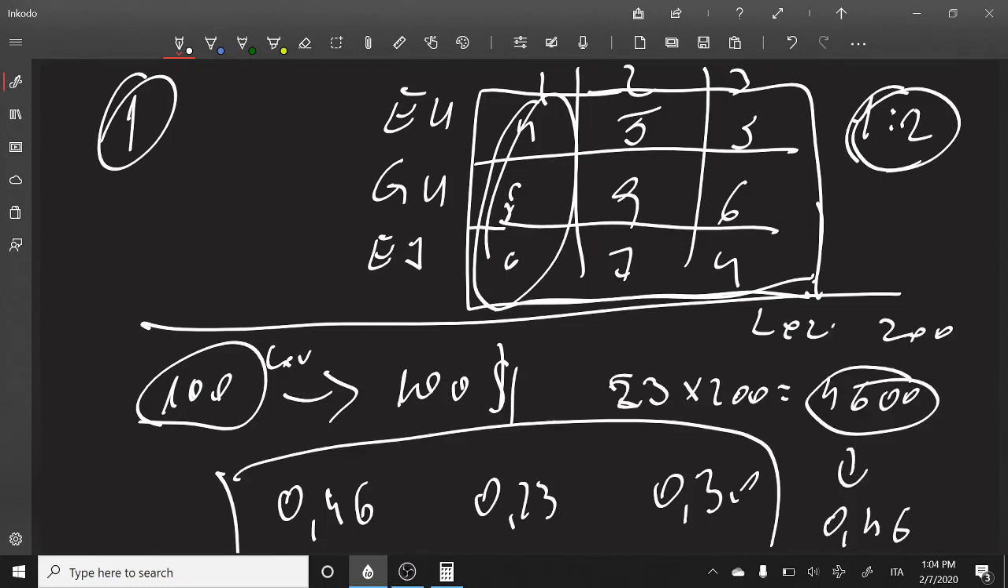But if you have 100 leverage, then $46 per 100 is $4,600. That in lots means 0.46 lots. Okay, I think this part is totally clear right now.